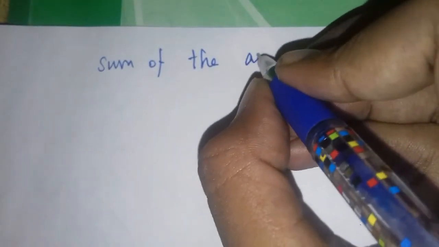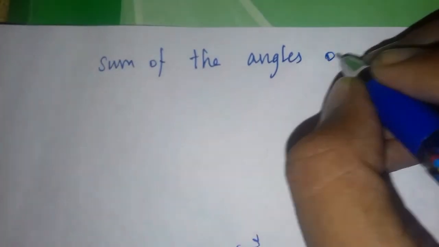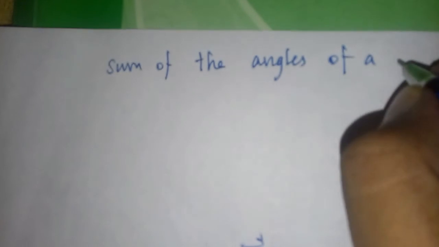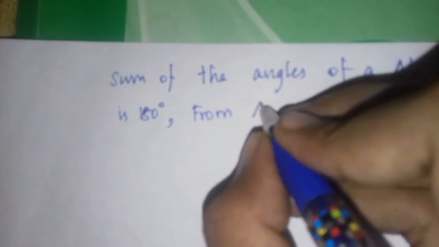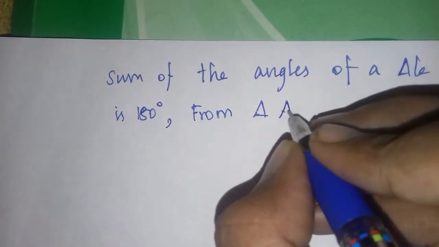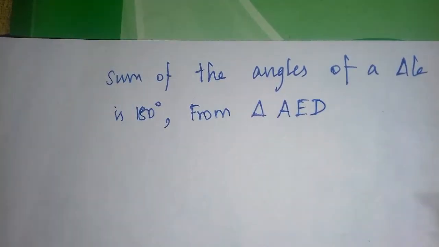Sum of the angles of a triangle is 180 degrees. Sum of the angles of a triangle is 180 degrees. From triangle AED, what we are going to do?